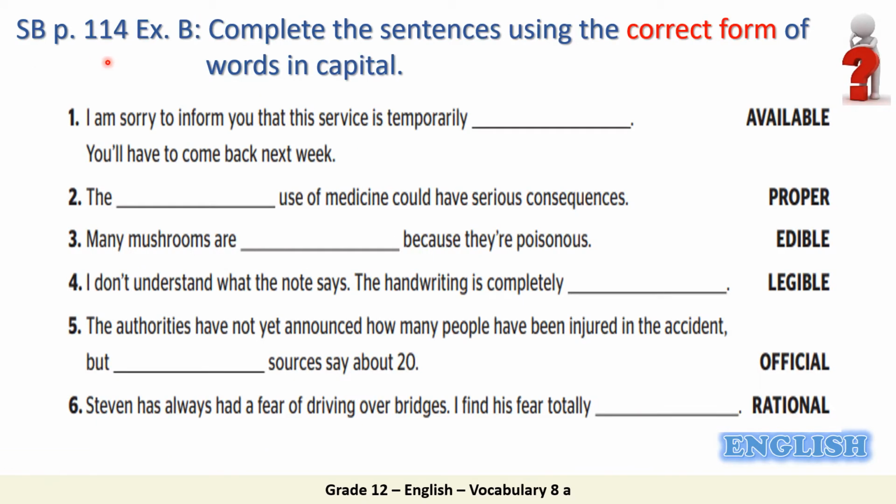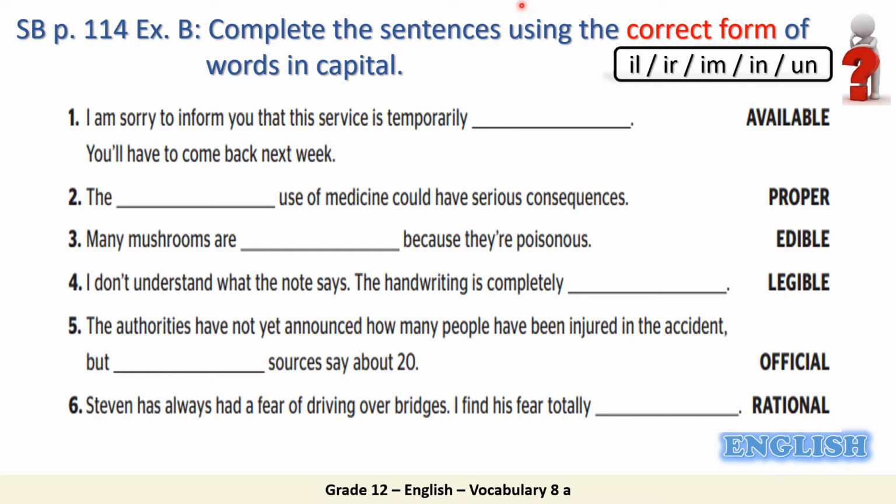Now, dear students, let's go to student book, page 114, exercise B. I want you to complete the sentences using the correct form of the words in capital. In other words, change these adjectives into negatives, and you can use one of the 5 prefixes right here. Please pause the video now, take your time to answer and then come for the feedback.